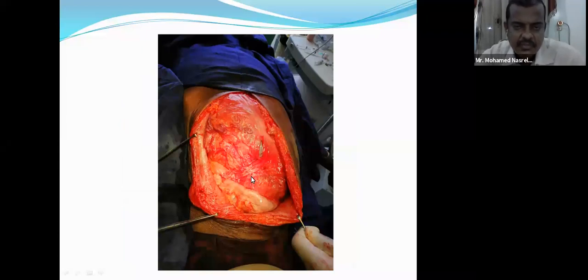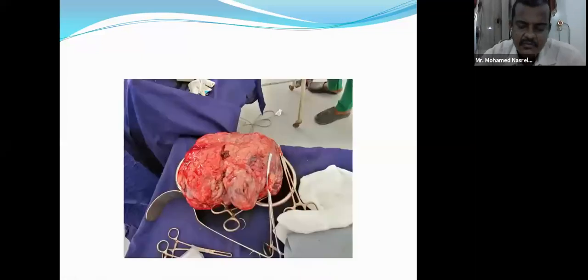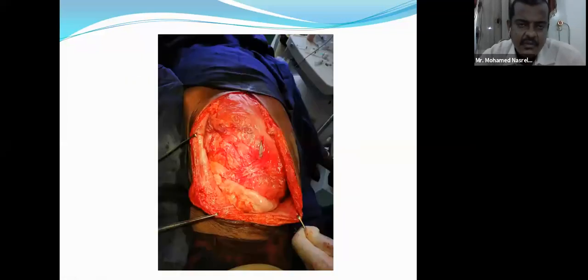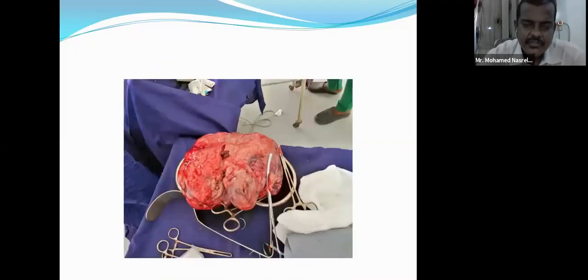We found that the liver and the stomach were in the right upper quadrant, and the stomach is pushed that way. And this is the specimen after we did the resection.